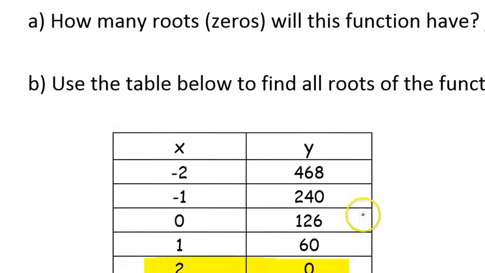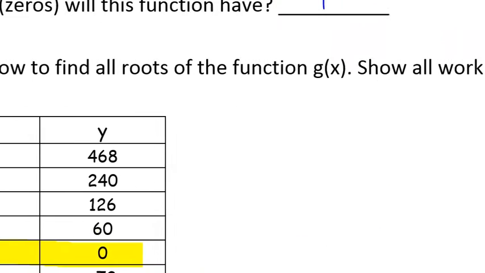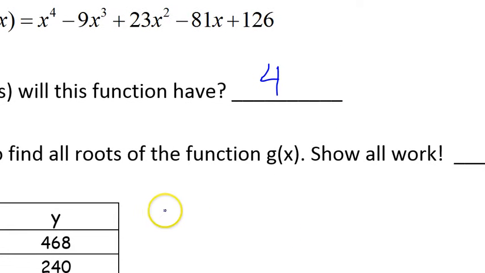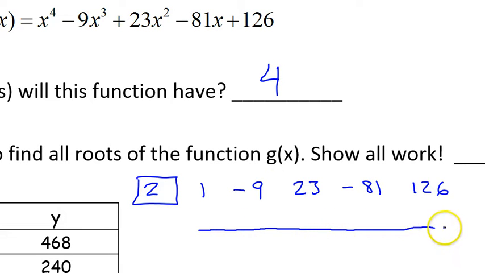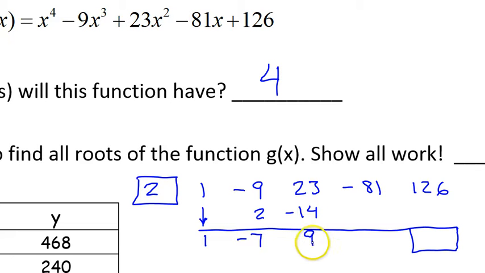So we have a 0 at 2. So let's use that in our synthetic division. So I will go 2 like this, and 1, negative 9, 23, negative 81, 126. Okay, so you may need a 4-function calculator at some point, but that's it. So if I bring this down, 1 times 2 is 2. Together this makes negative 7. Times 2 is negative 14. Alright, that's got to make 9.